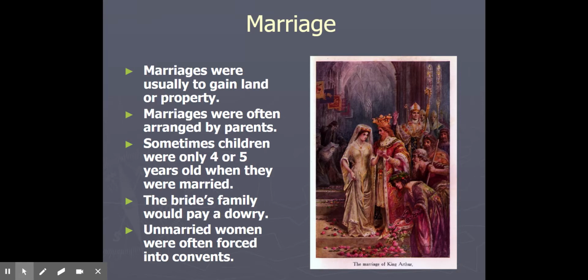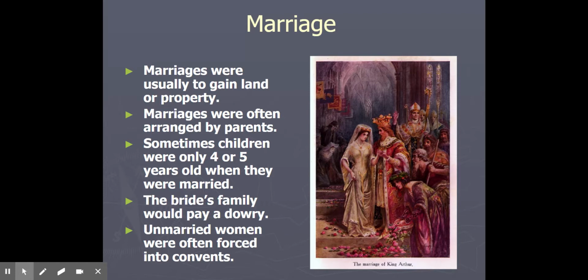The bride's family, the girl's family, would pay a dowry. A dowry is, well, money, right? That the bride's family would give to the groom, to the man, and they're supposed to use that to set up the kingdom that they have, and that allowed them to live.